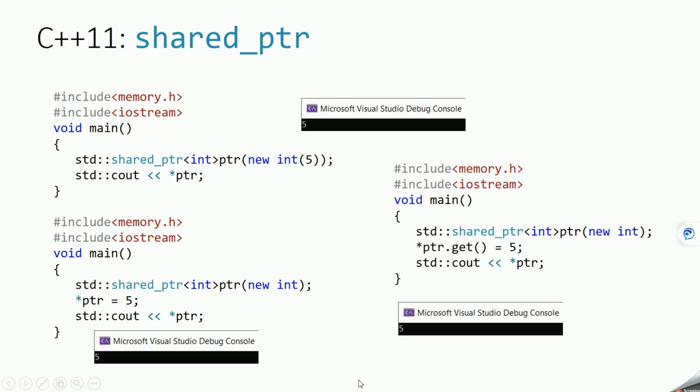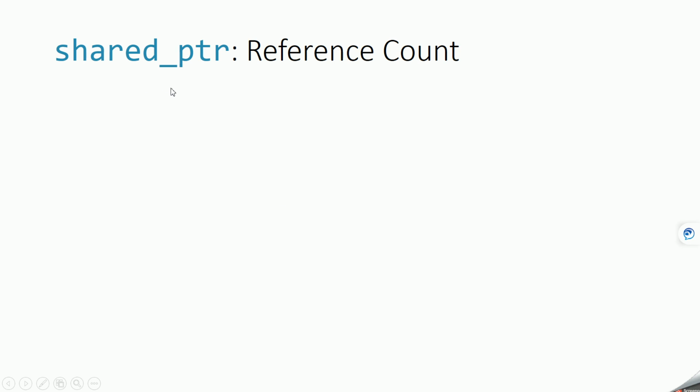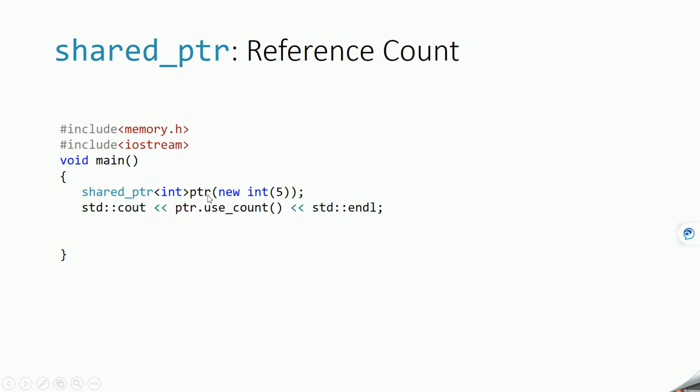Now let's see an example that demonstrates the concept of reference counting in shared pointer. Here we are creating a smart pointer called ptr, and it is assigned some memory, and that memory is given the value 5. At this time, when you use the use_count function, it will give the reference count. It will give you output as 1 because there is only one owner, this ptr, which is holding this memory.